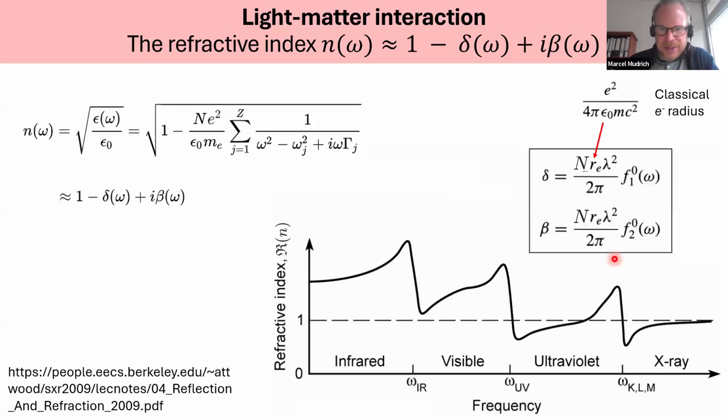Yes, so that is typically what happens in the IR. When you do IR spectroscopy of molecules, you probe vibrations of the molecules. If you do IR spectroscopy or IR excitation of a crystal, then these are phonons. Then what about the wiggle at omega UV? And what about the wiggle at omega KLM? What kind of degrees of freedom do we excite here resonantly?